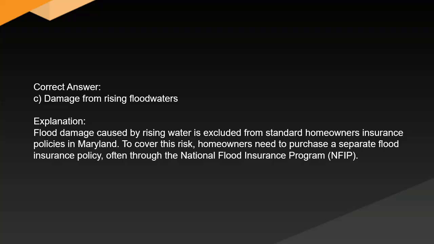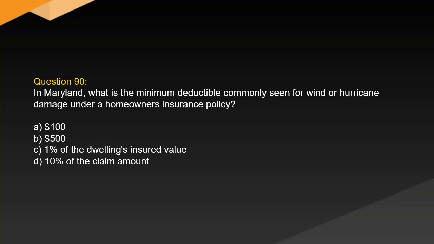Question 90. In Maryland, what is the minimum deductible commonly seen for wind or hurricane damage under a homeowner's insurance policy? A. $100. B. $500. C. 1% of the dwelling's insured value. D. 10% of the claim amount.